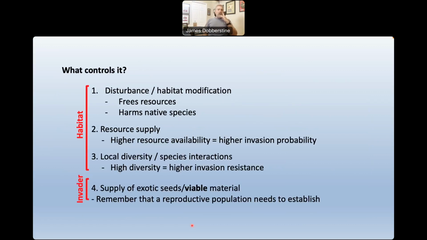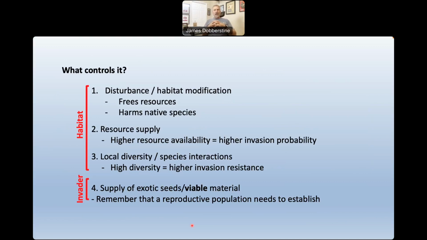All right, so what controls these things? Well, in terms of habitat, as I mentioned, disturbance is a big one, right? Habitat modification. So, disturbance does a couple of different things. It frees up resources. So if you take out one thing, oftentimes that frees the resources up that species was using and makes it available to other species. Oftentimes that comes through harm to native species. The other issues have to do with resource supply and then also diversity and species interaction within those communities.